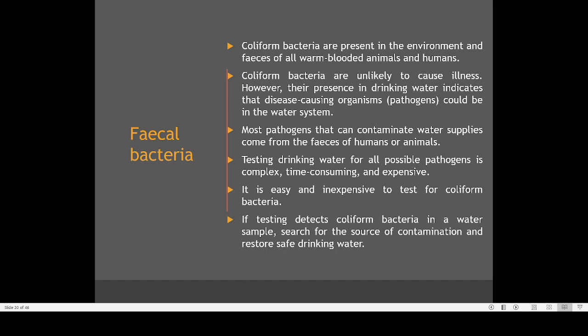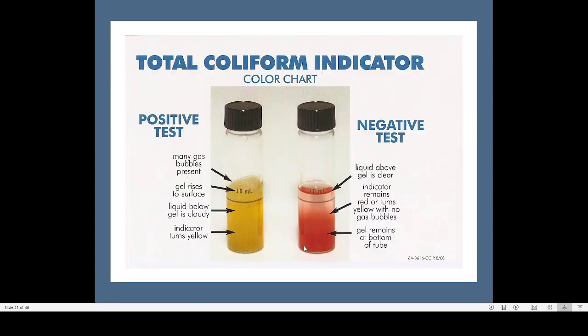So E. coli is therefore considered an indication, or what we call an indicator bacteria. Normally we use the name fecal indicator bacteria. So the fecal indicator bacteria is primarily E. coli. If E. coli is detected in water, it shows that this water contains bacteria and is not suitable for food. So that is the idea given by E. coli. If testing detects coliform bacteria in water, search for the source of contamination and restore safe drinking water.